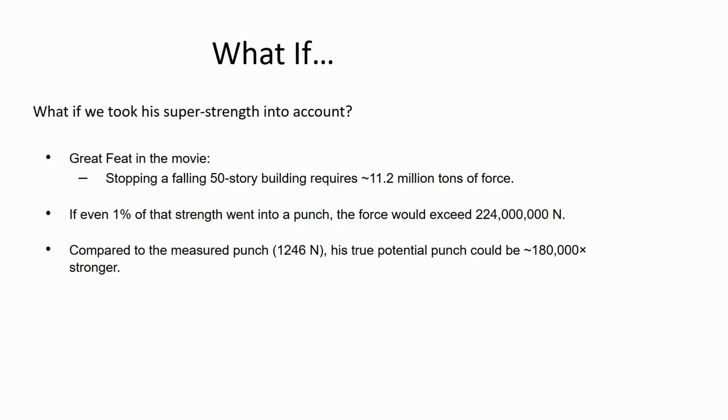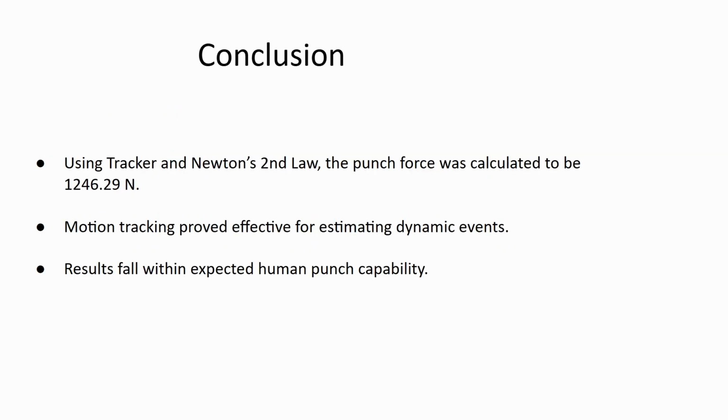Now, what if Superman's clone actually had Superman's strength and we calculated that? Well, in the movie, Superman's greatest feat is stopping a falling 50-story building. That feat requires roughly 11.2 million tons of force, and if we take just 1% of that strength to put into his punch, it would exceed 224 million newtons. That means that the true potential of Superman's clone's punching power would be roughly 180,000 times stronger than the 1,200 newton punch we measured.